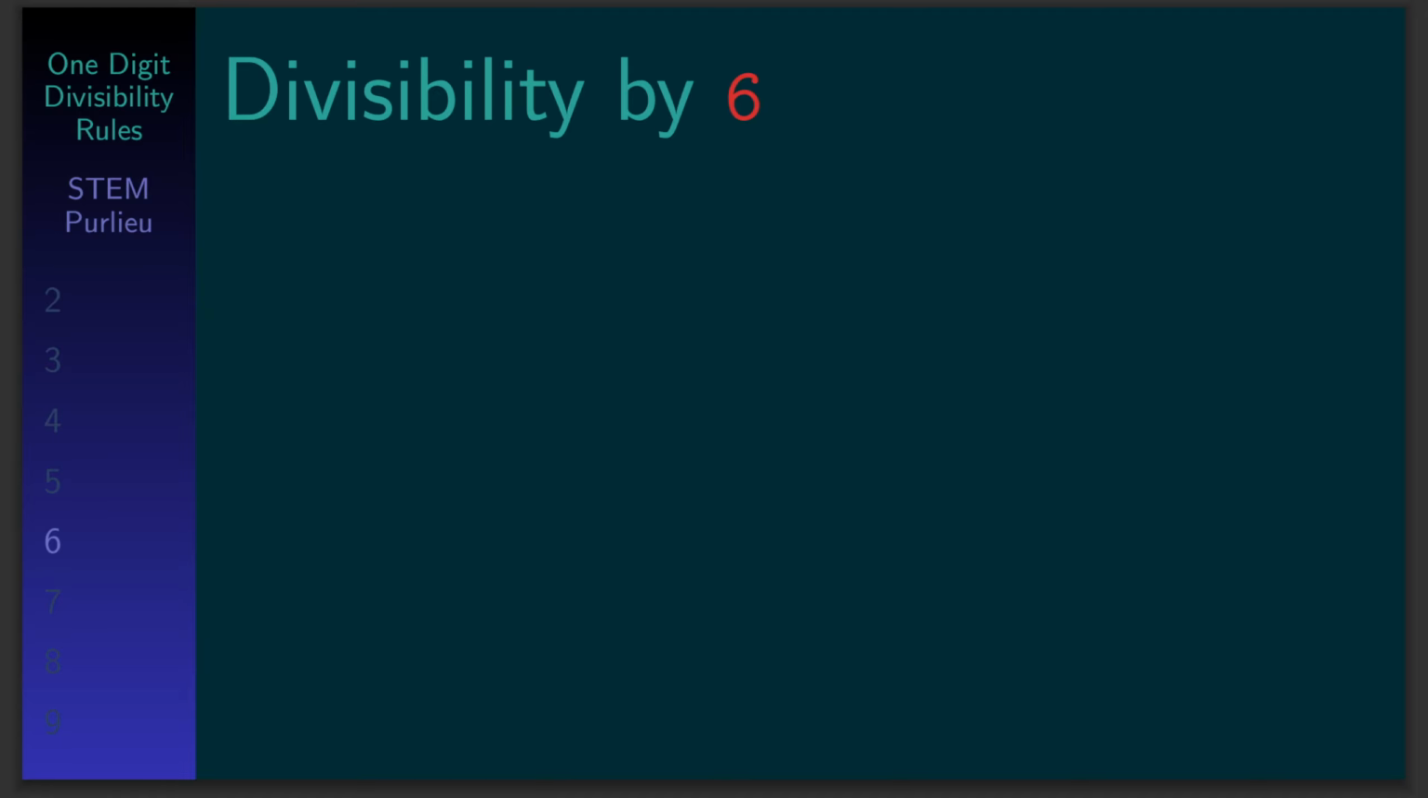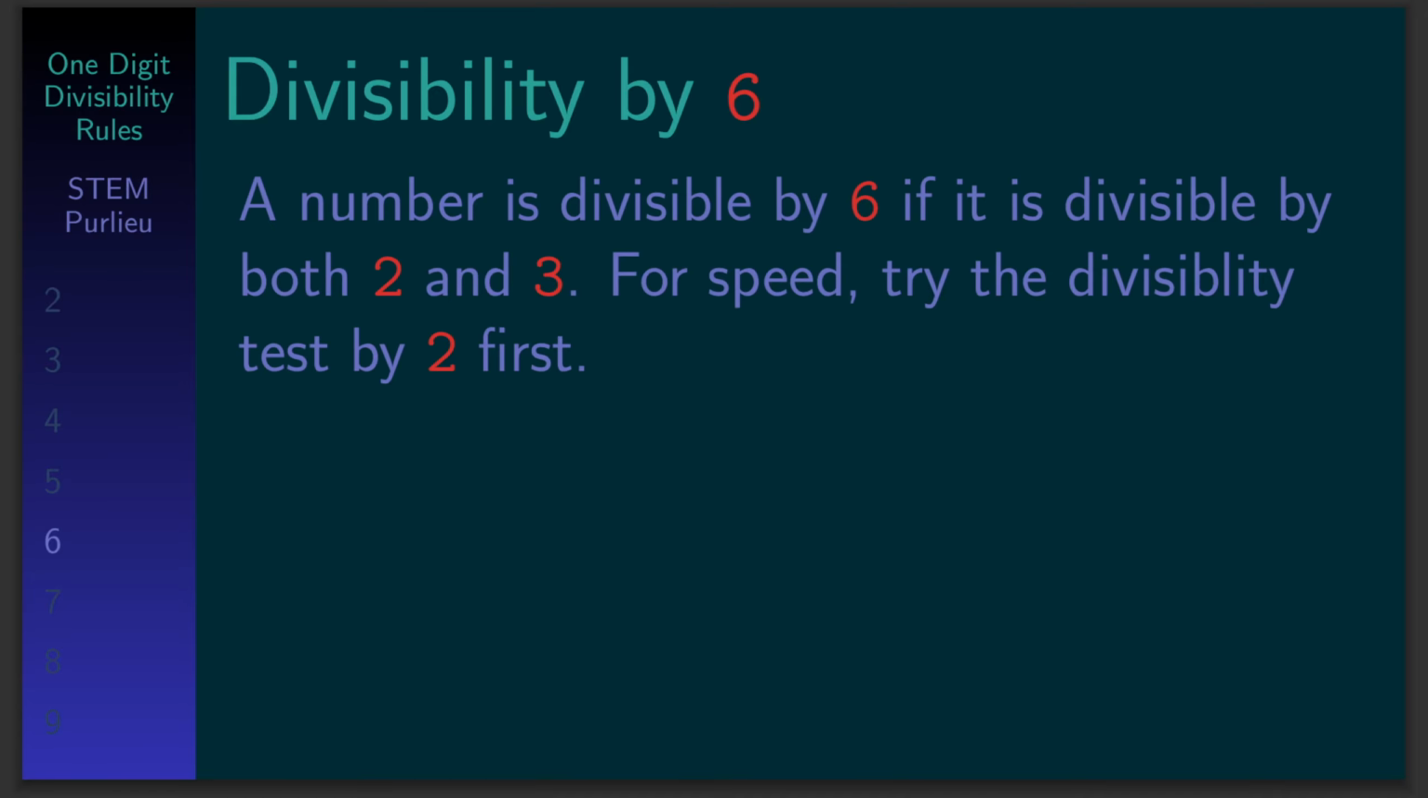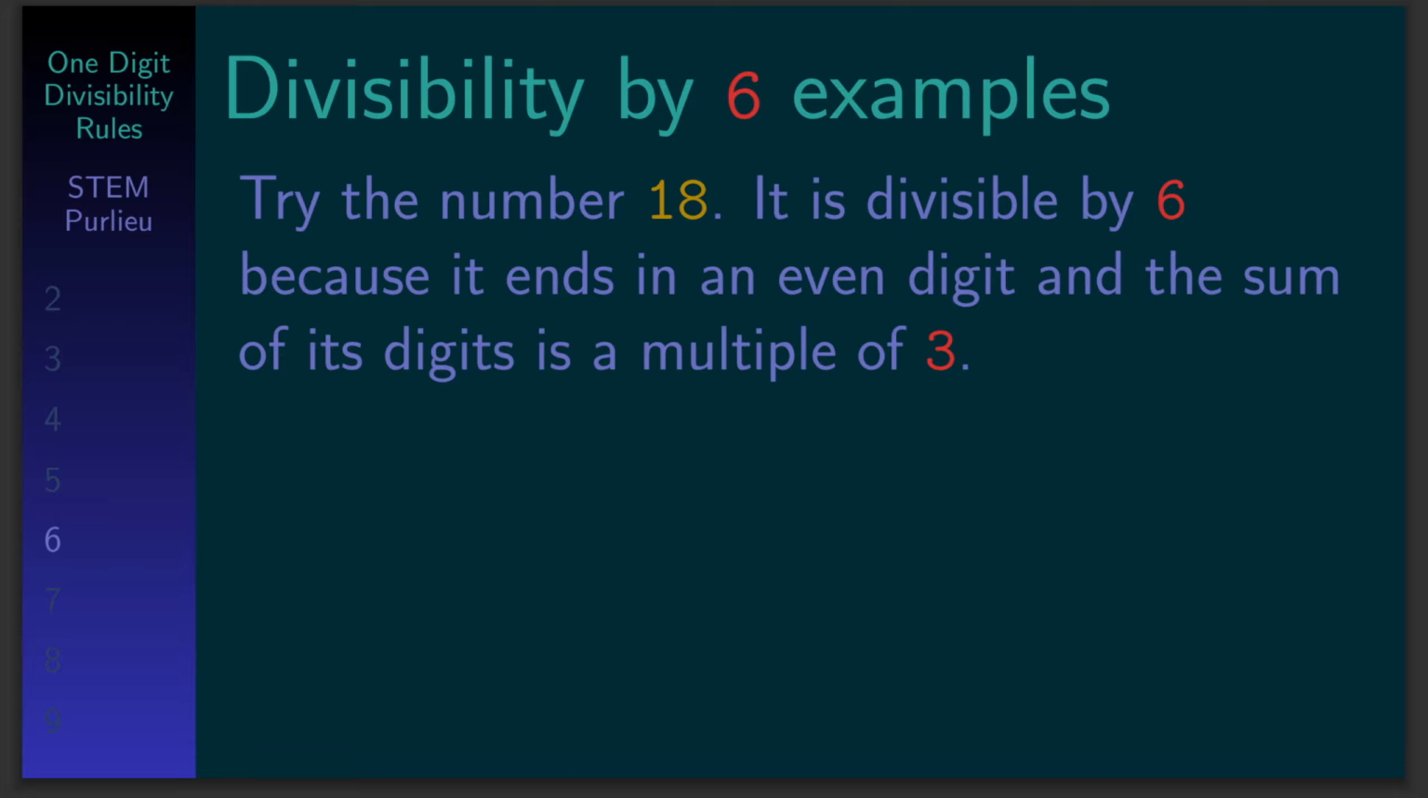Now let's cover divisibility by 6. A number is divisible by 6 if it is divisible by both 2 and 3. For speed, we try the divisibility test by 2 first. Let's see the example of 18. 18 is divisible by 6 because it ends in an even digit and the sum of its digits is a multiple of 3. The number 72 is divisible by 6 because it ends in an even digit and the sum of its digits is a multiple of 3.